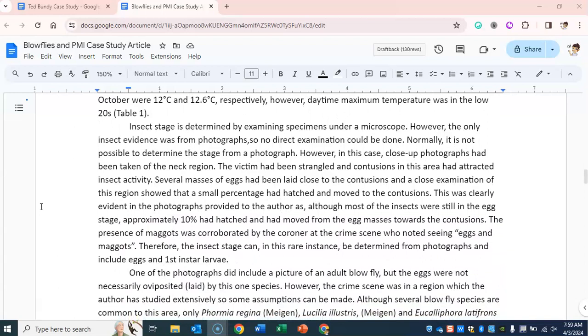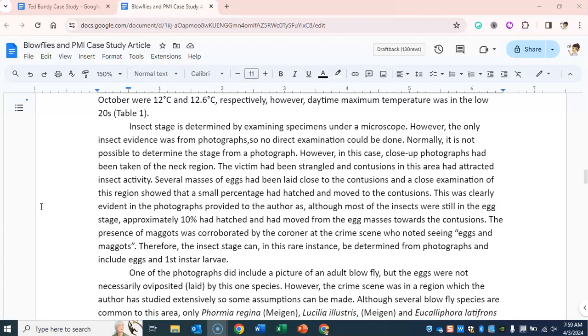Insect stage is determined by examining specimens under a microscope. However, the only insect evidence was from photographs, so no direct examination could be done. Normally, it is not possible to determine the stage from a photograph. However, in this case, close-up photographs had been taken of the neck region. The victim had been strangled, and contusions in this area had attracted insect activity.